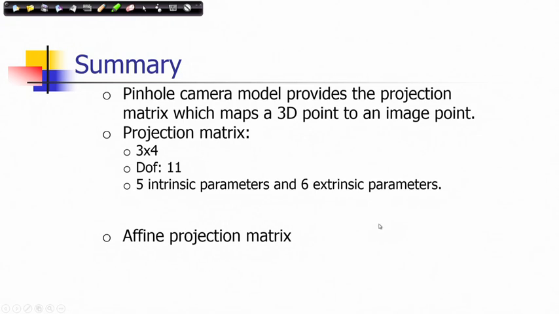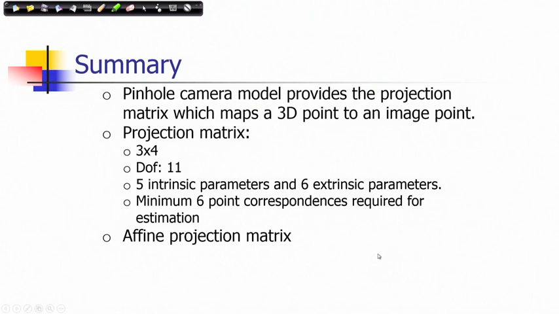Out of these 11, there are 5 intrinsic parameters and 6 extrinsic parameters, and you require a minimum of 6 point correspondences to estimate this projection matrix. There is another kind of projection matrix which we call the affine projection matrix. In this case, instead of converging projection rays on a center of projection or camera center, we consider the images to be formed by parallel rays, and the center of the camera lies at infinity.